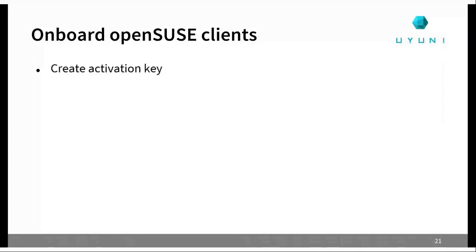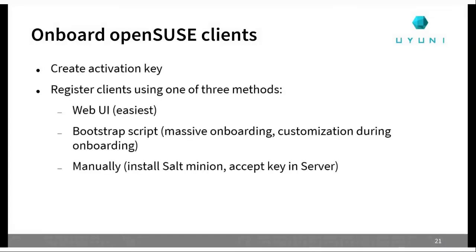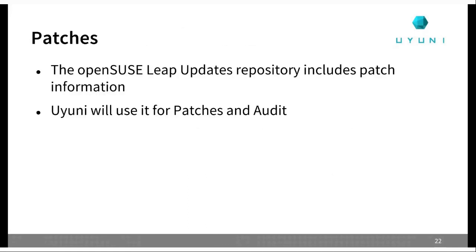You have three ways to register a client: the web UI, if you want to only do one system or a few systems, because currently you can only do that one by one. You can also create a bootstrap script, which essentially you run from Cloud Init, for instance, or you can do it in reverse. You install the salt minion on the client system, and then configure what the server will be, and on the server side, you will get a request to accept the key. The libvirt updates repository already includes patch information, which will also be used for audit.